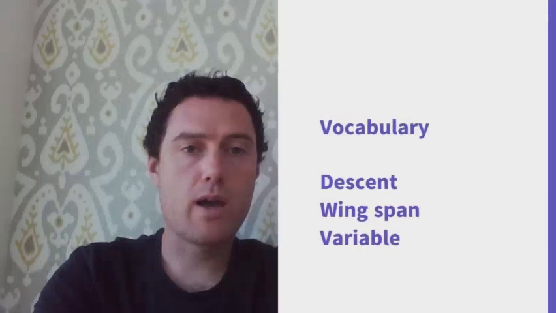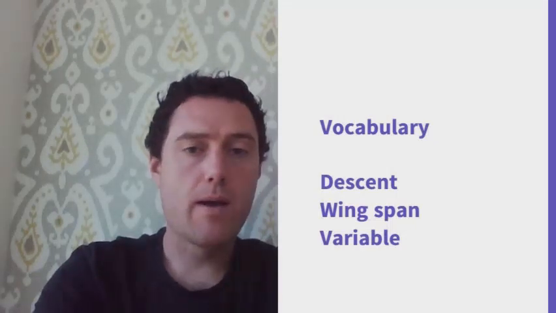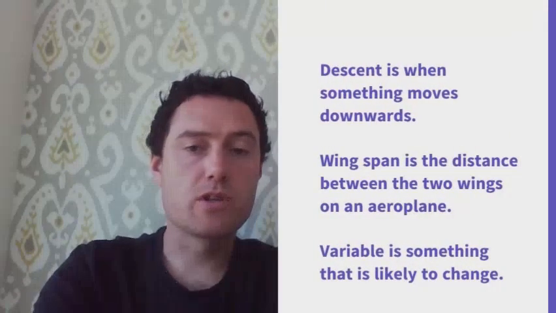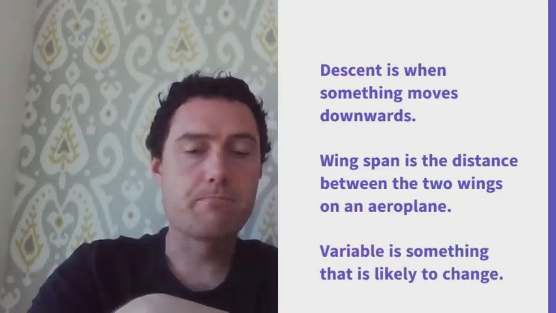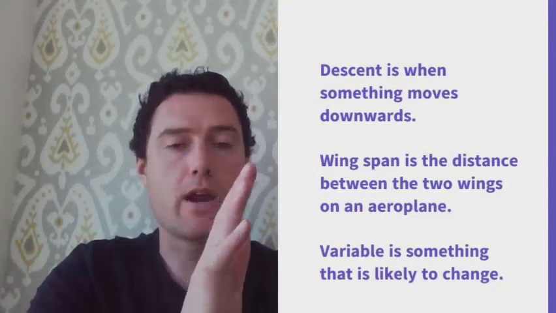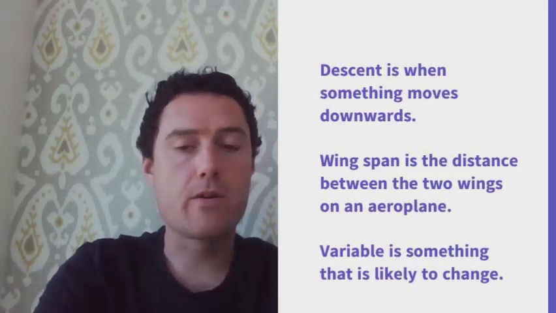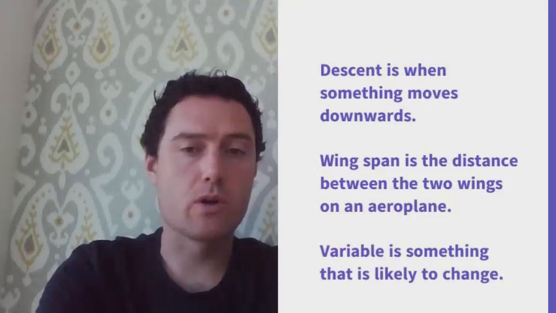Before we get started though, we're going to look at some vocabulary we're going to use today that might be new to us. And there are 3 words, descent, wingspan and variable. If you want to pause the video and have a think about what those words mean, please do now. So descent is when something goes downwards, and that could be because someone's dropped it or because something's falling. The wingspan is a distance from one wing to other on an airplane, and variable is something that is likely to change. So they're the 3 words that we're going to look at as we go through our learning today.